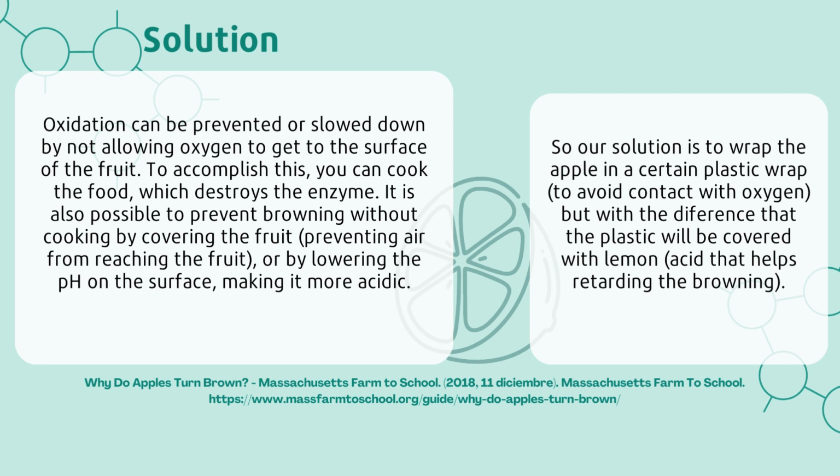Solution. Oxidation can be prevented or slowed down by not allowing oxygen to get to the surface of the fruit. To accomplish this, you can cook the food, which destroys the enzyme. It is also possible to prevent browning without cooking by covering the fruit, preventing air from reaching it, or by lowering the pH on the surface, making it more acidic.